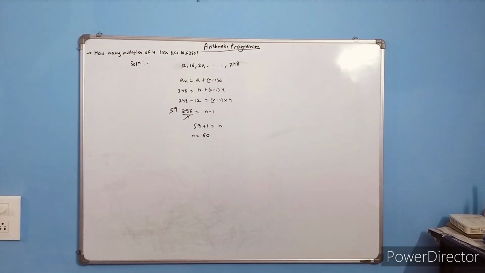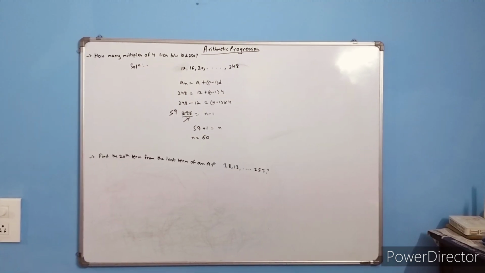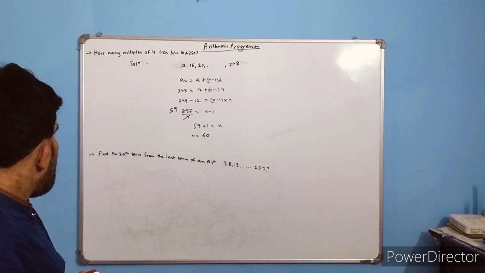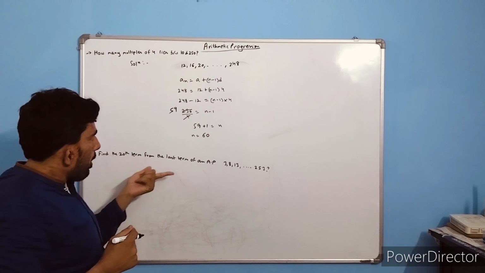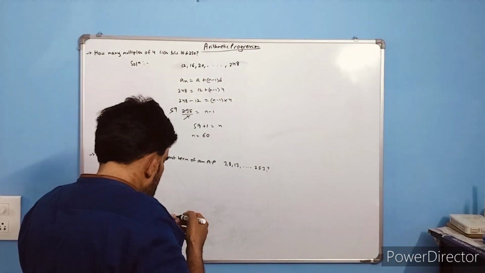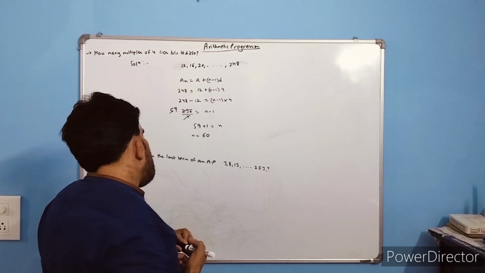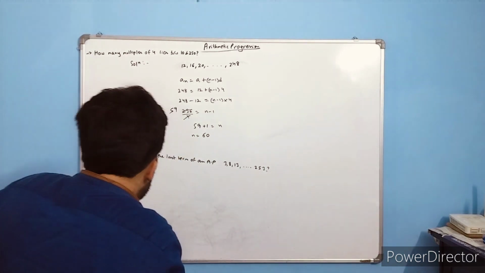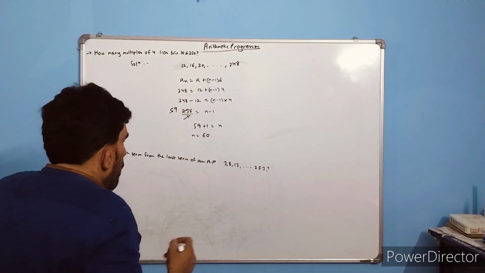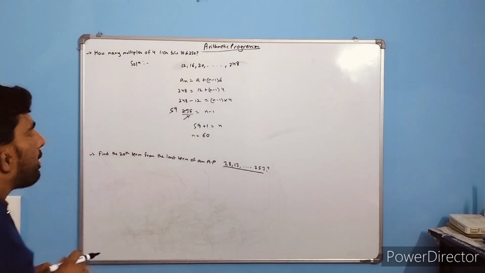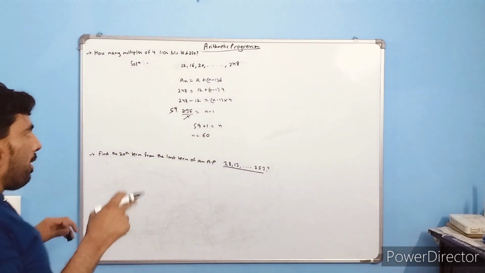Okay, now one more problem regarding this. Find the 20th term from the last term of an AP. Examiners have asked this question so many times, so this question is very important. So let us see. Now this sequence is given and they are asking us to find the 20th term, but from the last term of the AP.